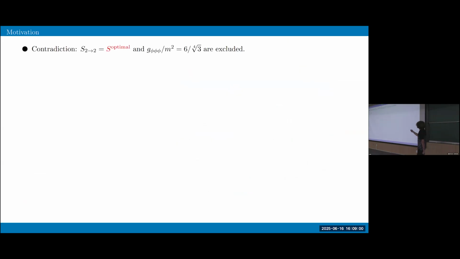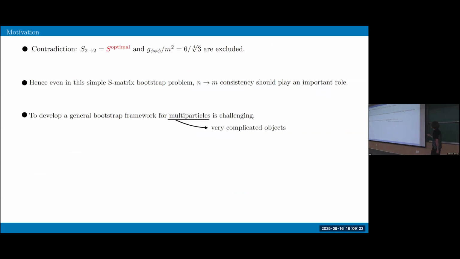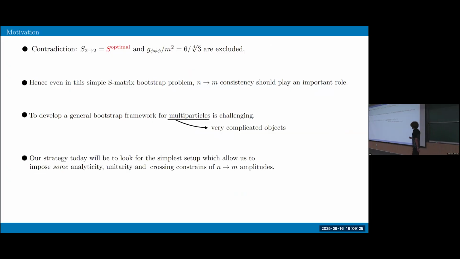So we've concluded that this S matrix is excluded, there's no consistent quantum field theory with this S matrix or this cubic coupling. So even for this very simple S matrix bootstrap problem, we see that the multi-particle consistency should play an important role. So our goal today, to develop a general bootstrap framework for multi-particles, is very challenging because these objects are very complicated, non-perturbatively. So our strategy today will be to look for the simplest setup, which allows us to impose some form of analytic unitarity and crossing for multi-particle amplitudes.